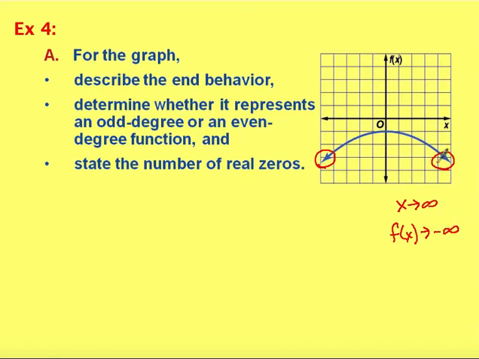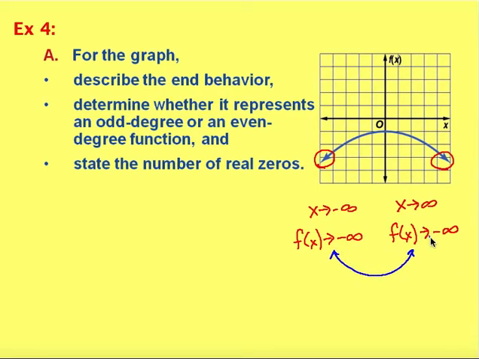So it's where it's pointing. Now if I write it over here as x goes to negative infinity to the left, then my function is approaching negative infinity as well. Now what I want you to notice here is that when our ends are going in the same direction, that must mean that this is an even function. And because they're both pointing down, that must mean that our leading coefficient, I don't know exactly what my leading coefficient is, but I know that it has to be a negative value.